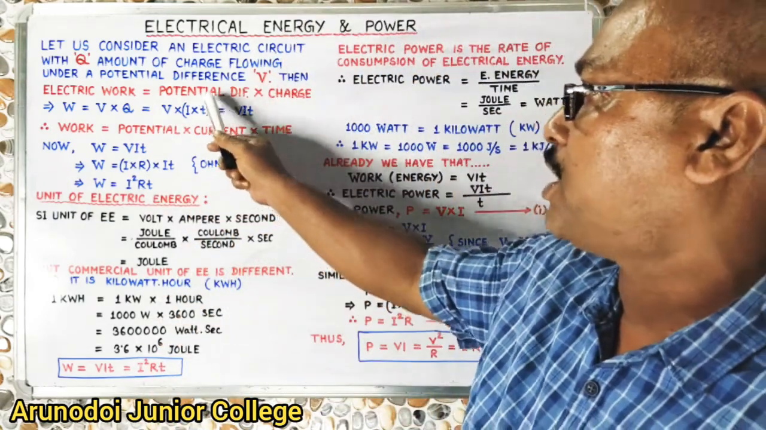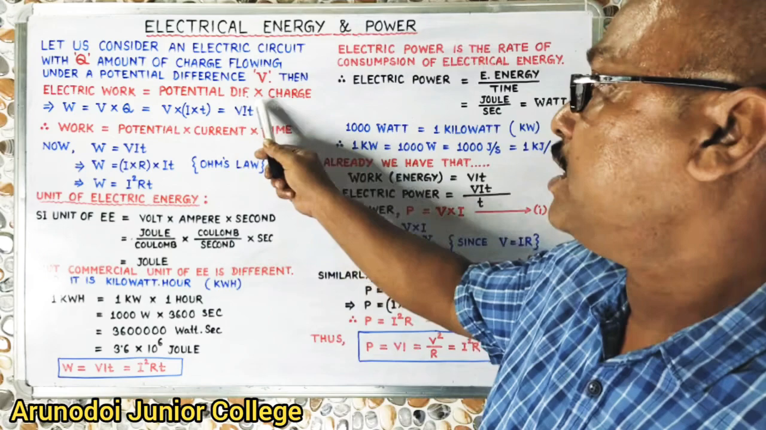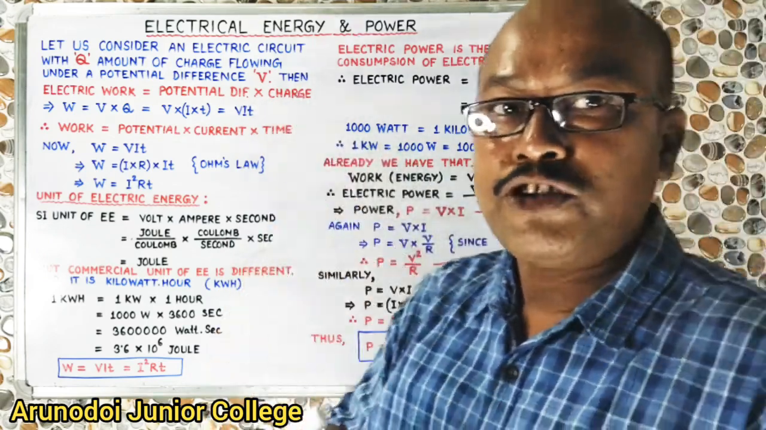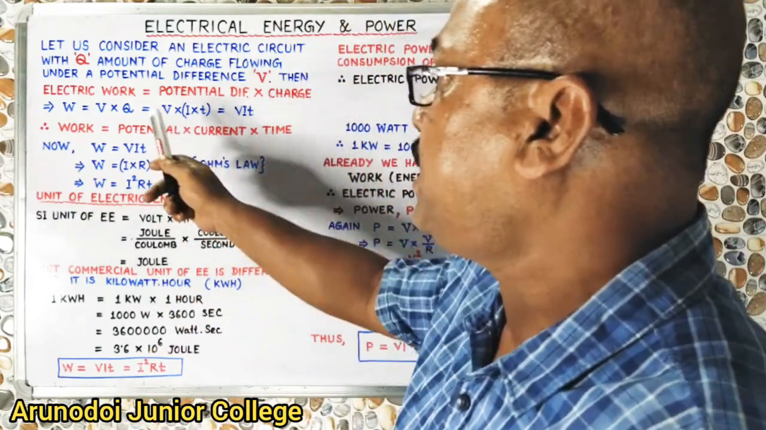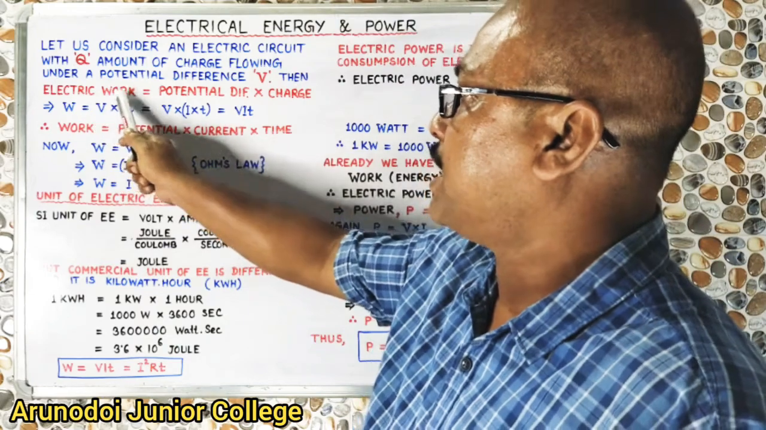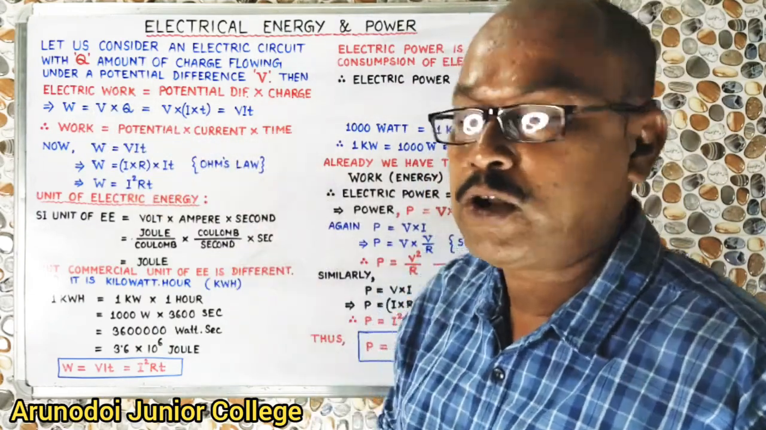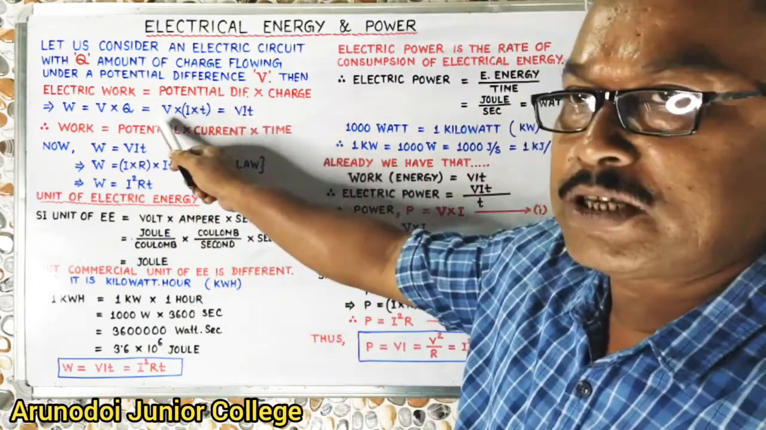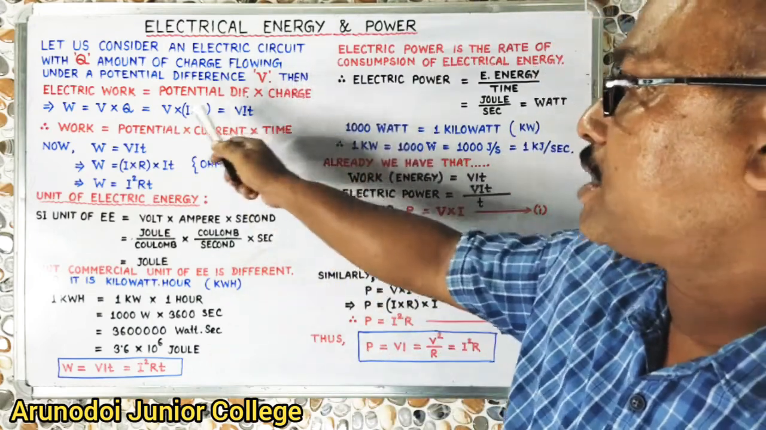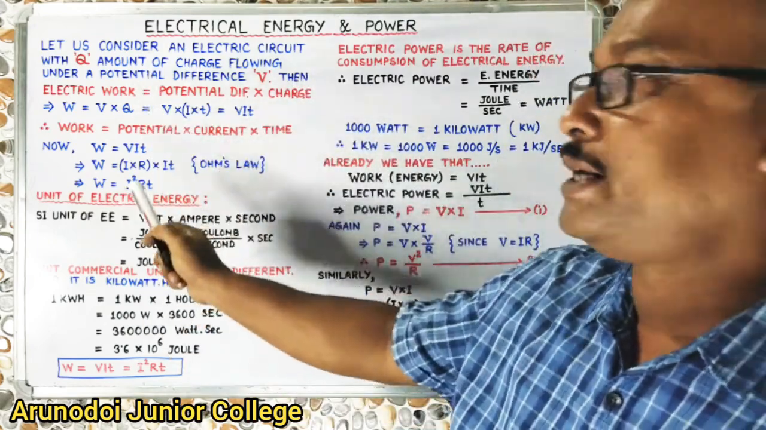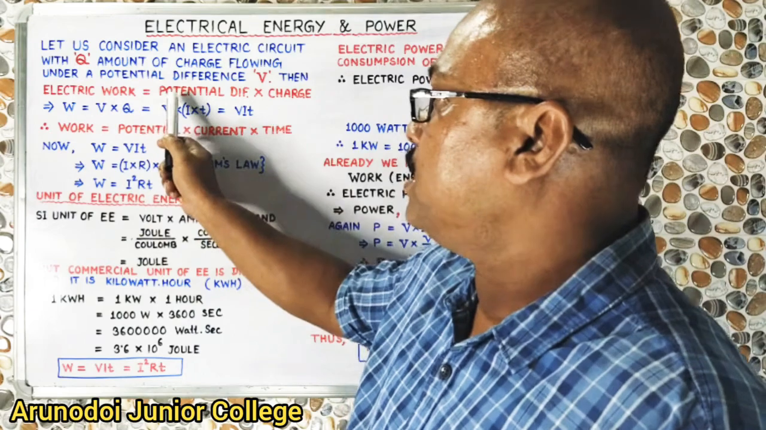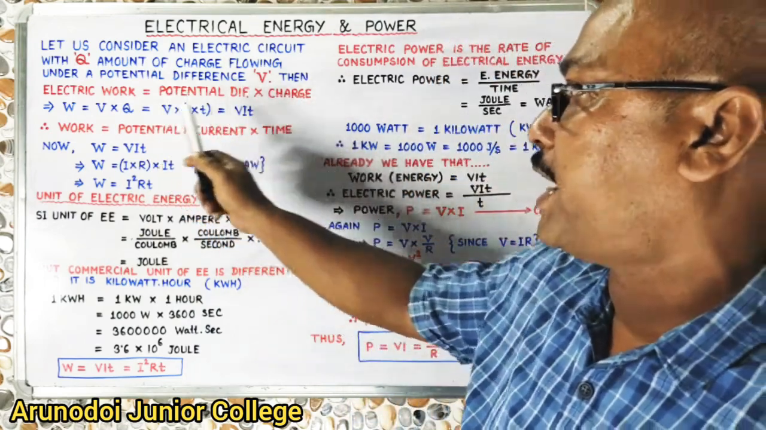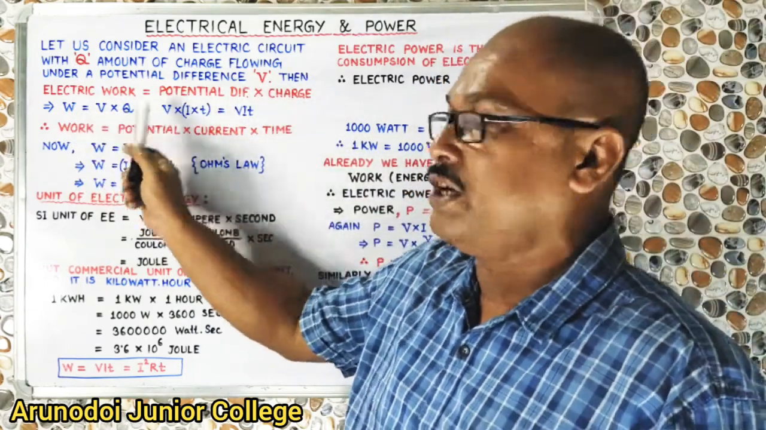Under that condition, the electrical work done by electricity in this circuit will be equal to potential difference applied into the amount of charge. That is symbolically, if we assume electrical work to be capital W, potential difference is V and the charge is Q, so mathematically, electrical work is equal to potential difference into charge, means W is equal to V into Q.